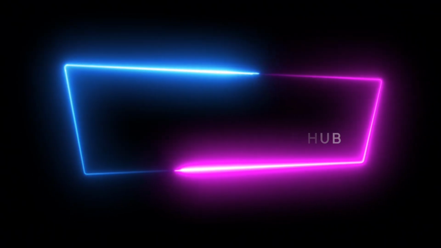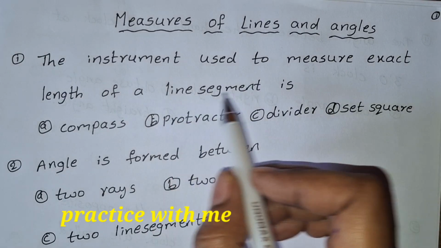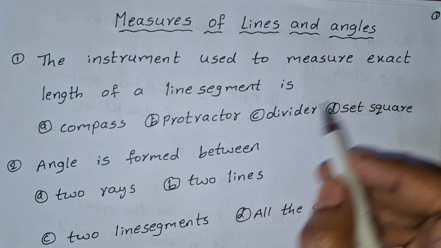Hi everyone, today we will discuss about measures of lines and angles. The instrument used to measure exact length of line segment is.